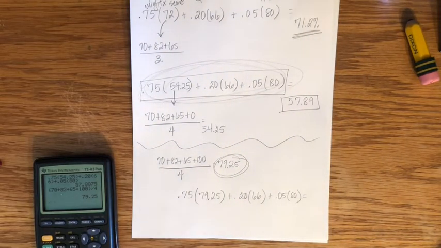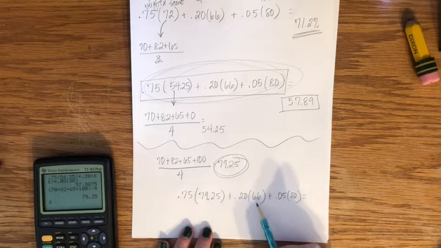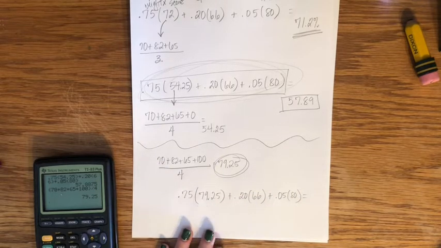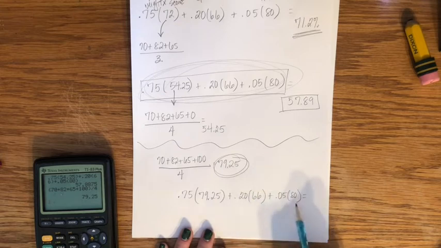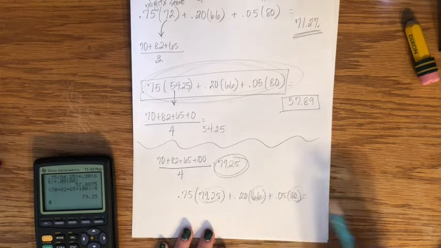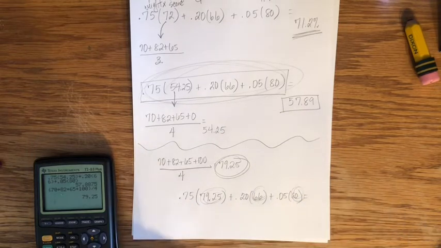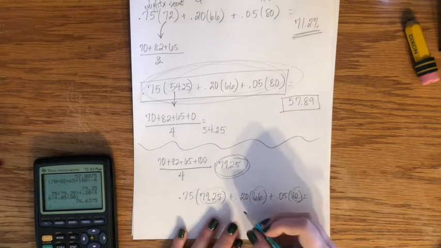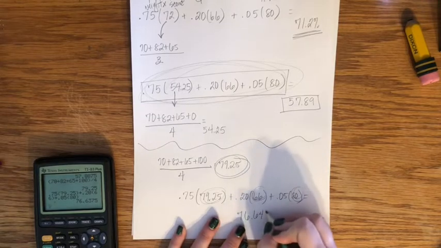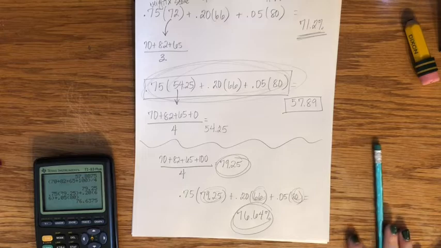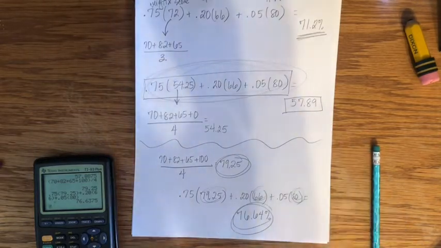Oftentimes you guys will ask me questions about your grade, and you'll ask me, why didn't my grade go up even though I did so well? This is a perfect representation of why your grade sometimes doesn't go up as high as you want it to. Notice, this person doesn't have a single average that is over 80, which means there's no way their grade is going to be over 80. But let's plug it in, let's just see. Times 66 plus 0.05 times 80. And they now have a 76.64%.